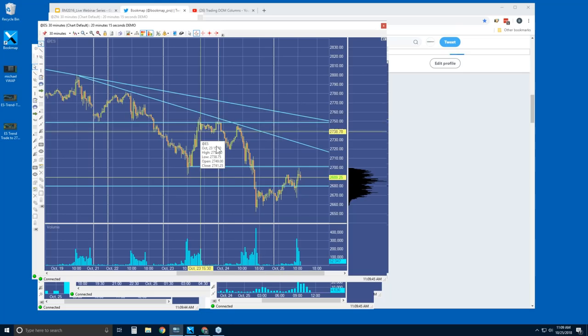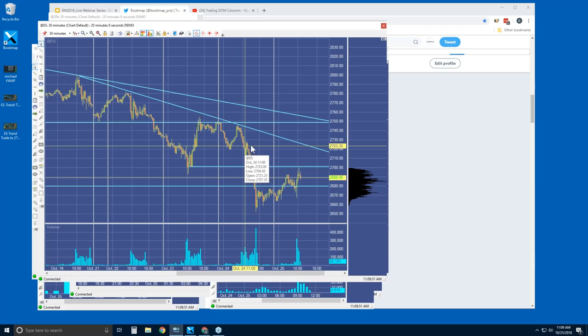We go sideways for a bit. Let's see here. So this was yesterday. This is what I want to cover. We continued on down. Yesterday we were looking for 2,700, the figure, to trade. It finally did.